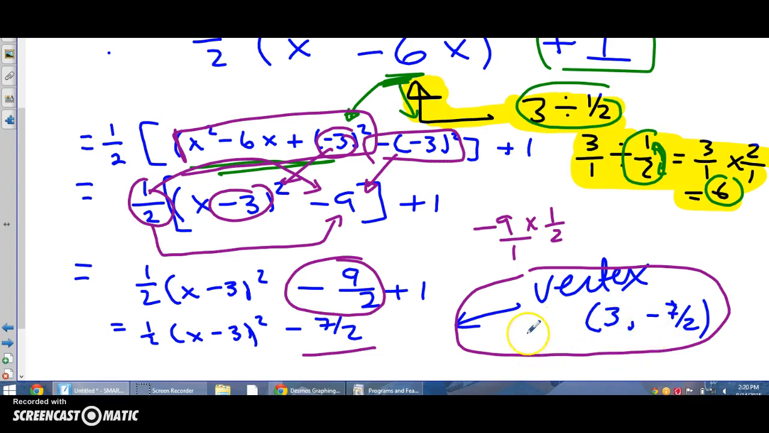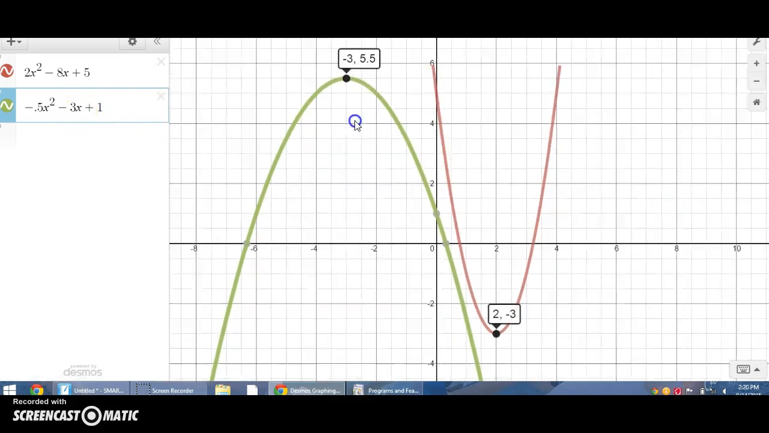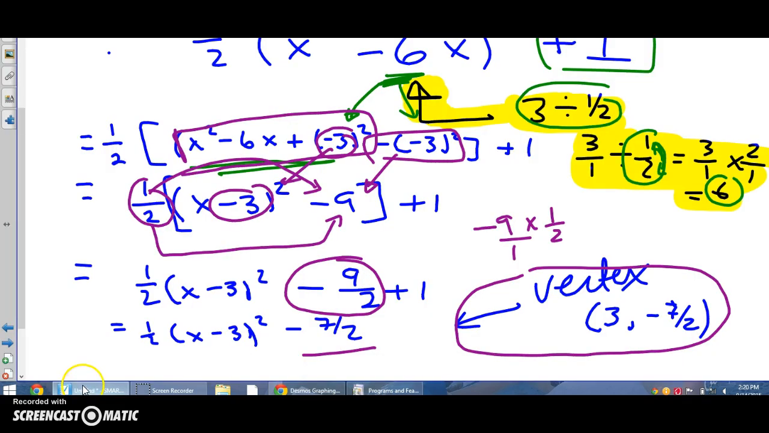Well, let's think about that. That means my vertex, let's go to our Desmos. Desmos, I hope you're using them. They're great. This is over here in green. So I'm up here, and my max, you can't see that. I can't see that. But if I could see it, I would know. Oh, there we go. That I have a 3 and 5.5 is my vertex. Okay, and what did I do wrong?